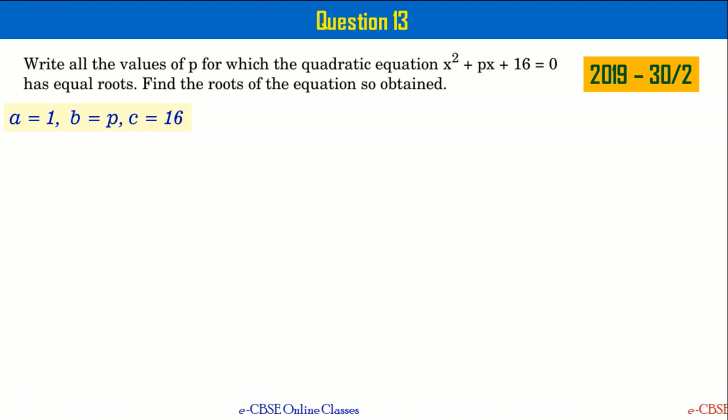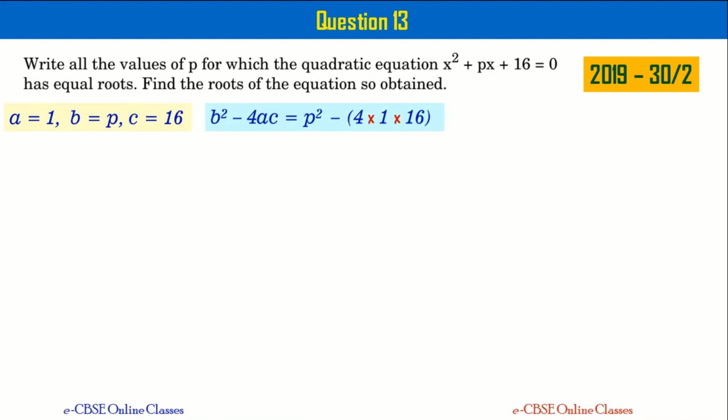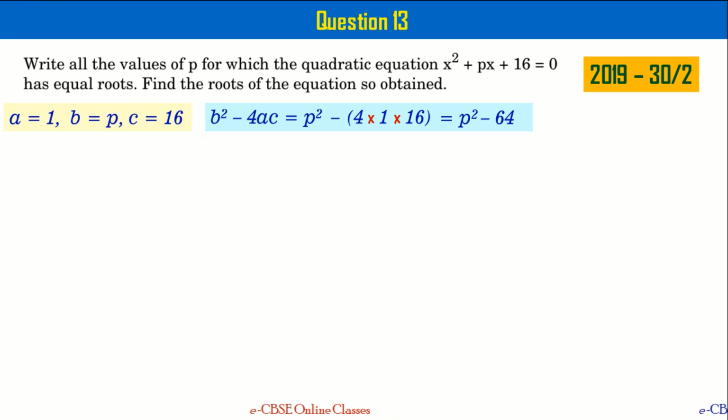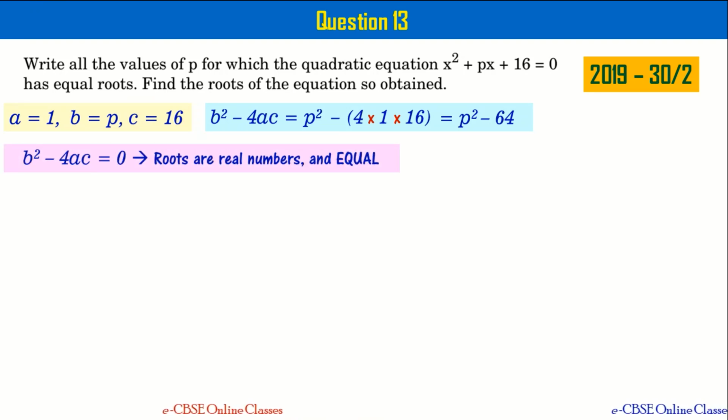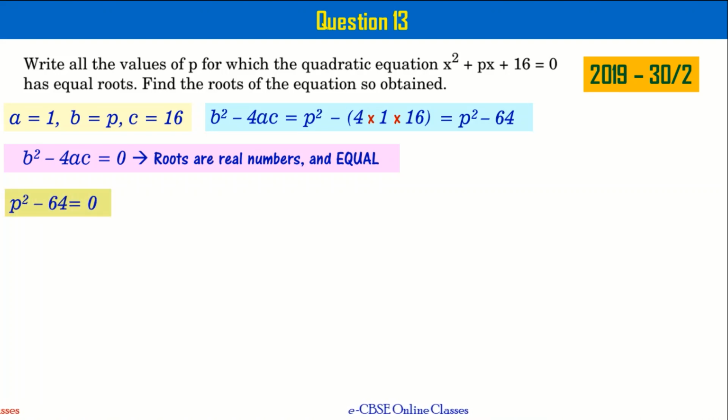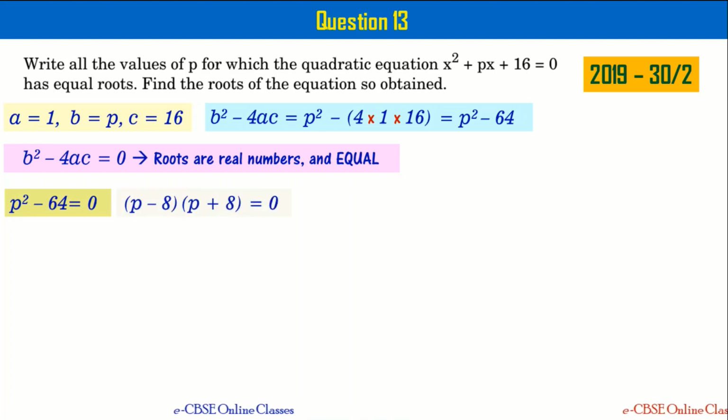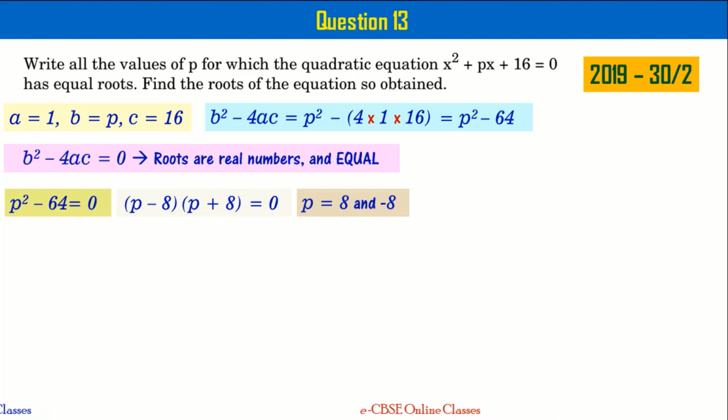And we know that the discriminant is going to define the nature of roots. Let's find the discriminant, that is b square minus 4ac. That is equal to p square minus 64. And we know that the discriminant has to be equal to 0 when the roots are to be real and equal, right? It means p square minus 64 has to be equal to 0. So this can be written as (p minus 8) times (p plus 8) equal to 0. So p can be plus or minus 8, right?